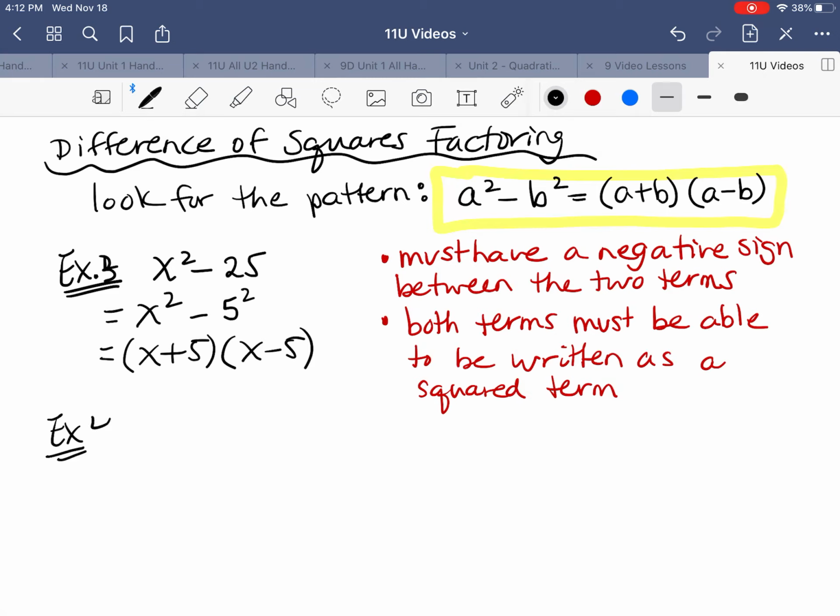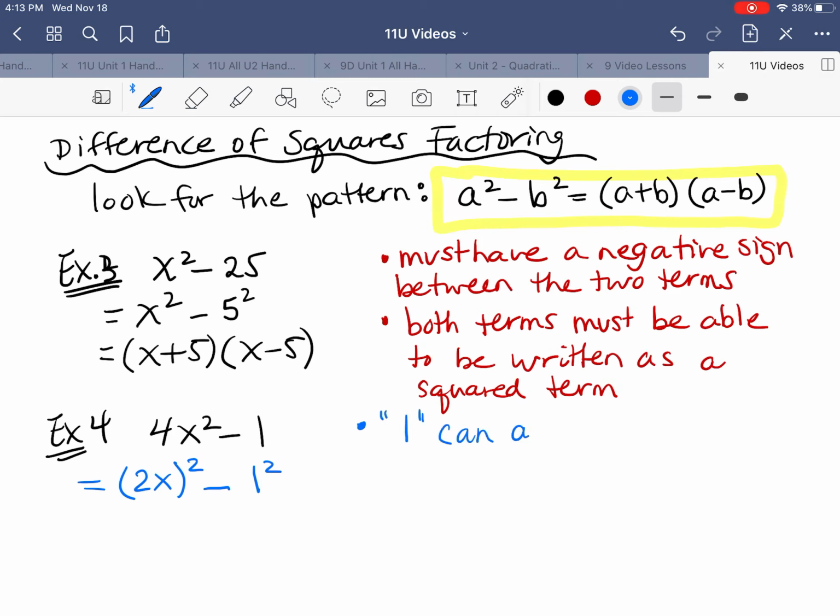Let's do one more. So example 4, we have 4x squared minus 1. Now here, we can rewrite 4x squared as 2 times x and then all of that squared, and those two things are equivalent. And we have 1. We can write that as 1 squared because 1 squared is just 1 times 1, which still just gives us back 1. So let's write that at the side here.